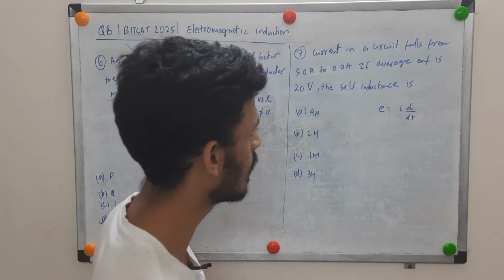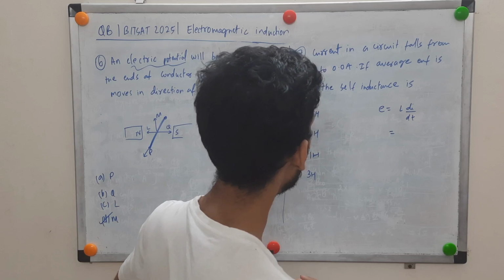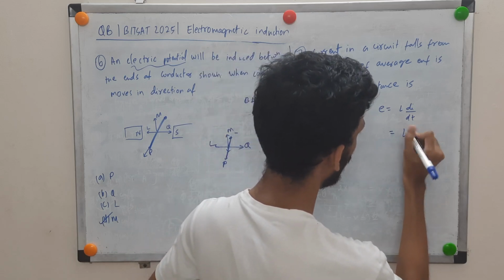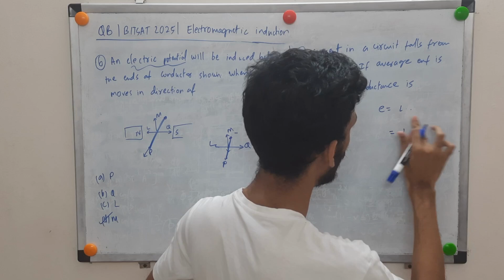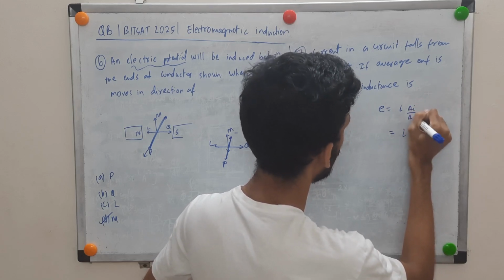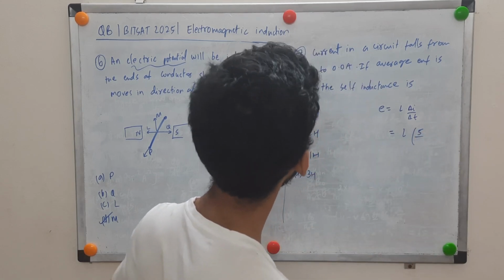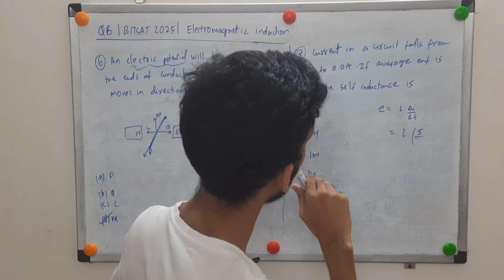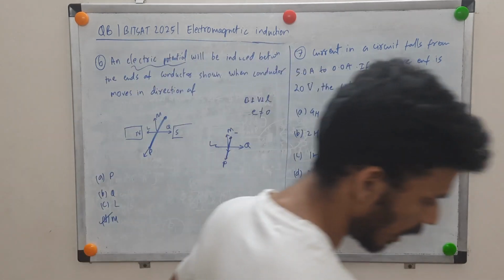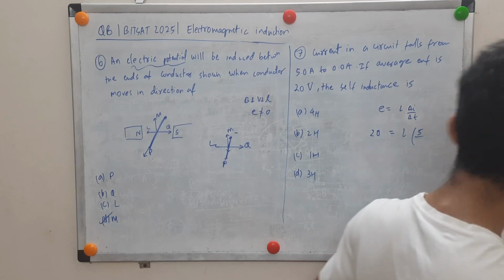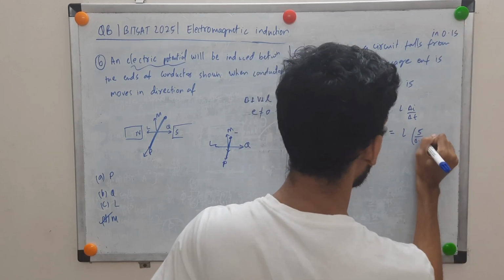And of course there is a minus sign, but we are only concerned about the magnitude. So L is what we are supposed to find. So on average, you can write delta I by delta t, right? So delta I is 5 minus 0, 5 times 20, falls in a circuit. Let me check the time. The time should be given as 0.1 seconds. This happens in 0.1 seconds, so divide by 0.1.